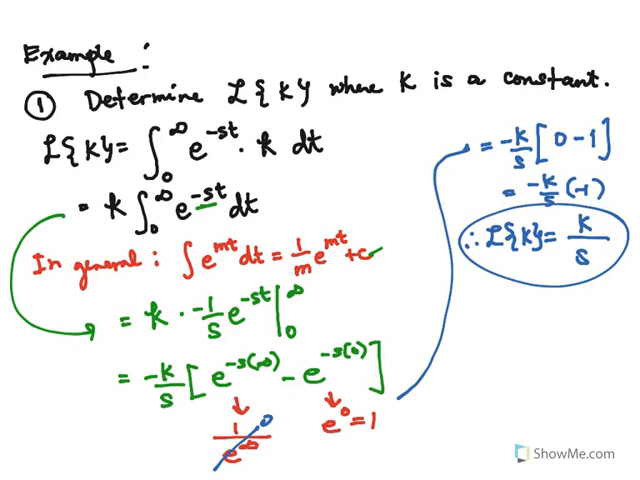So it follows now that if I want to get, for example, the Laplace transform of 5, from this generalization, we can now say that it's just simply 5 over s. Or if I want to get the Laplace transform of square root of 2, then it's simply square root of 2 over s, and so on.